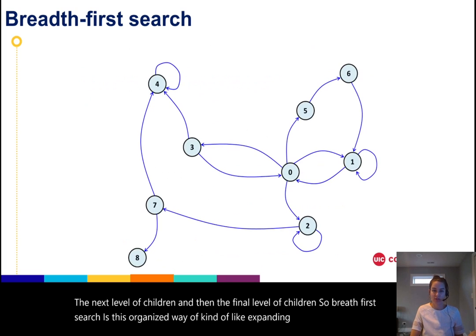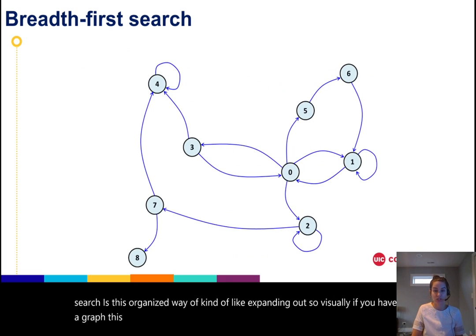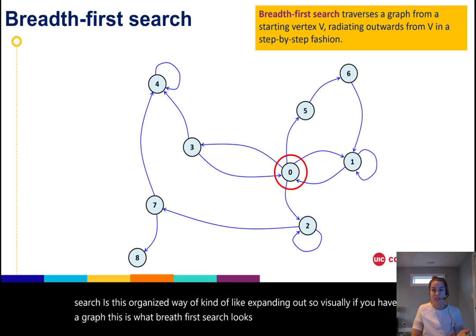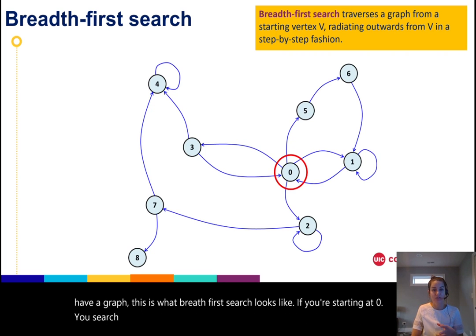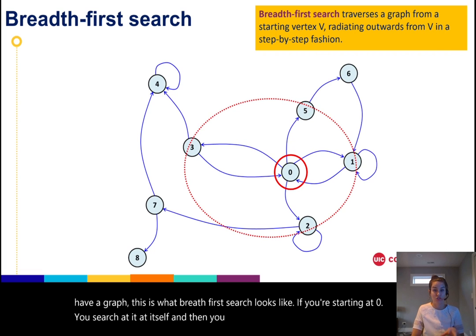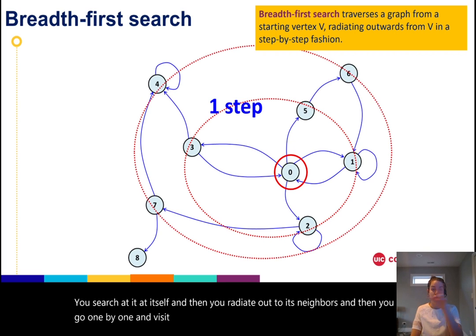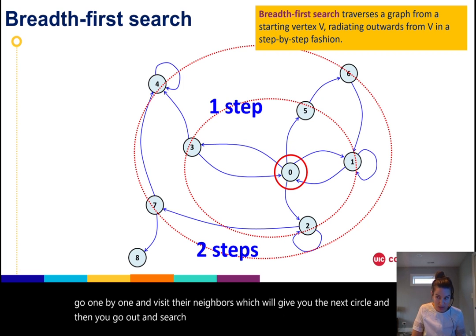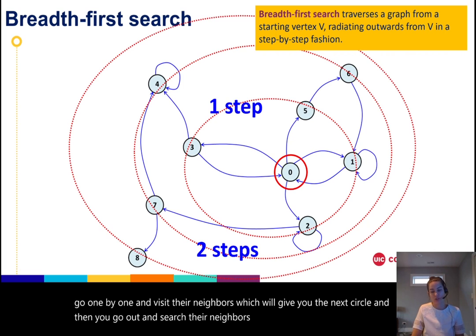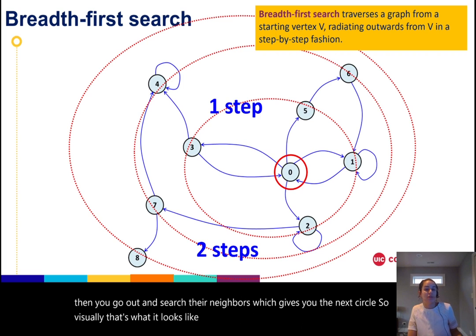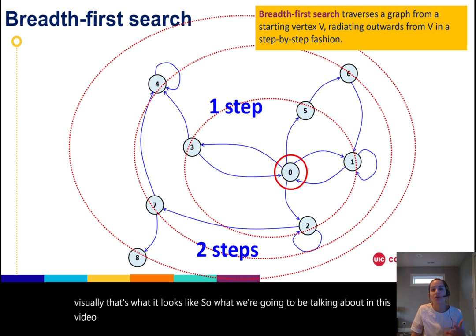So visually, if you have a graph, this is what breadth first search looks like. If you're starting at 0, you search at itself, and then you radiate out to its neighbors, and then you go one by one and visit their neighbors, which will give you the next circle, and then you go out and search their neighbors, which gives you the next circle. So visually, that's what it looks like. What we're going to be talking about in this video is algorithmically how you actually write that.